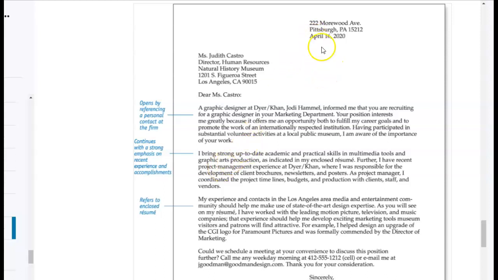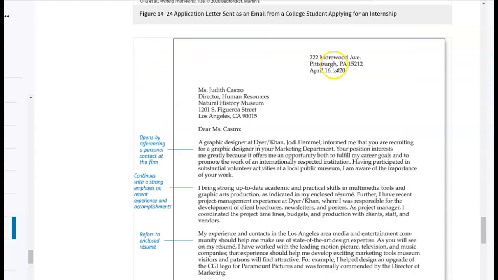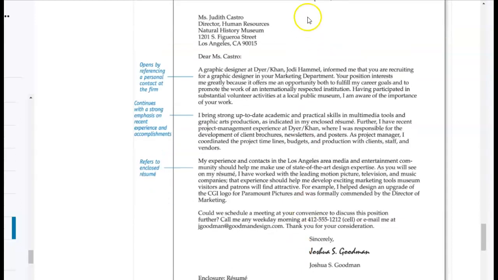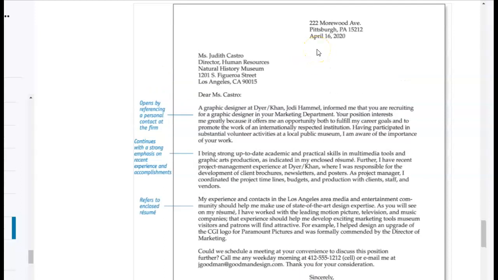So remember, in the block format, the return address was flush against the left margin, as was everything else. In the modified block format, the return address and the signature block are actually justified up against an imaginary line going down the center of the document. Either full block format or modified block format is acceptable.